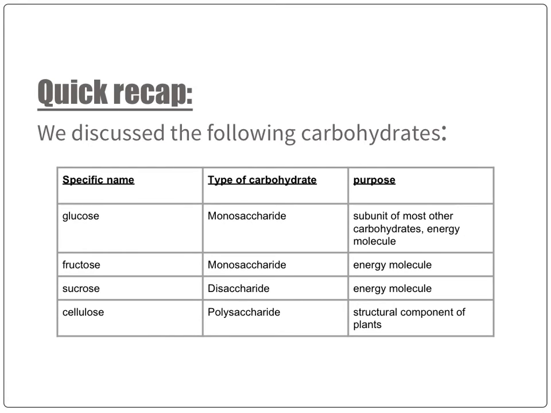We have glucose, fructose, sucrose, and cellulose, and all of those are types of carbohydrates or sugars. Glucose is a monosaccharide, and it is the subunit of most other carbohydrates. It is also an energy molecule. Fructose is also a monosaccharide, and it is an energy molecule. Sucrose is a disaccharide made of glucose and fructose, and it is an energy molecule found in fruit. We went over cellulose, which is a polysaccharide, and this is a structural component of plants.